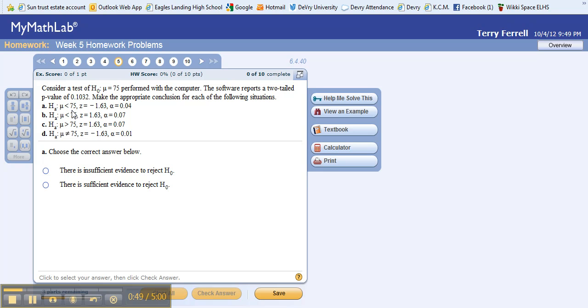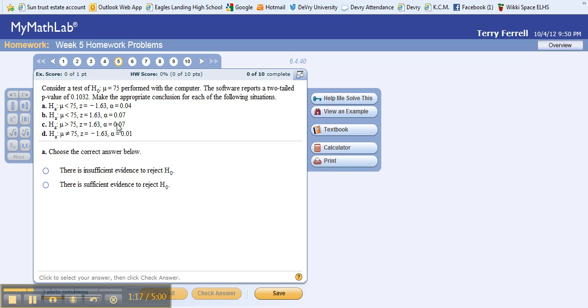Mean of 75. That's your alternative, so I know it's a left-tailed test. So mean is less than 75, so it's a left-tailed test. And my z is negative 1.63. I think the easiest way to do this, you could find the critical value for each one and reject that way, or you could find the p-value and reject. Remember, if p is less than alpha, you reject. So let's find the p-value. I think it will be easier.